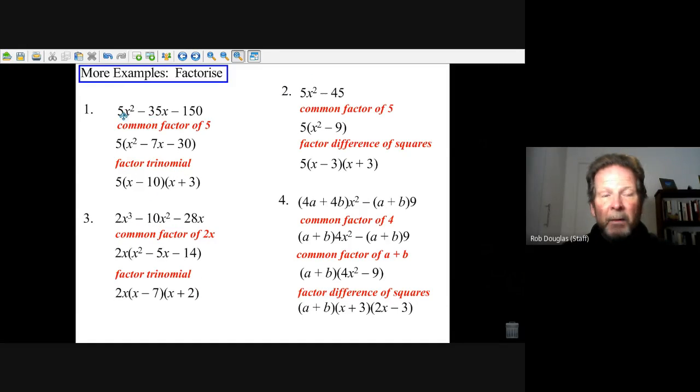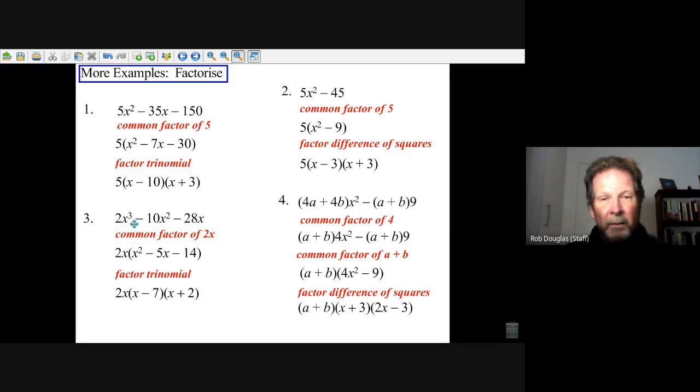Okay, these are just more examples of the same thing. The first step here, and you're going to get these notes, so you can look over this slowly yourself, is to look for a number that goes into everything. Anything that ends in a 0 or a 5 means 5 goes into it. If you take it out, 5 times x squared, 5 times minus 7 gives you the minus 35, 5 times 30 gives you 150. Then you bring down the 5, and you just factor this trinomial. Minus 10 times 3 gives you the minus 30, and minus 10x plus 3x gives you minus 7x, and the x times x is x squared.